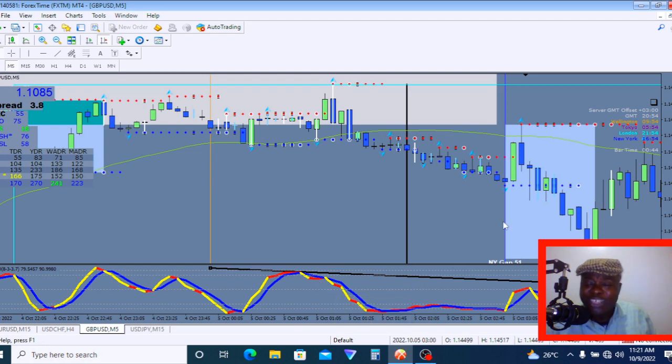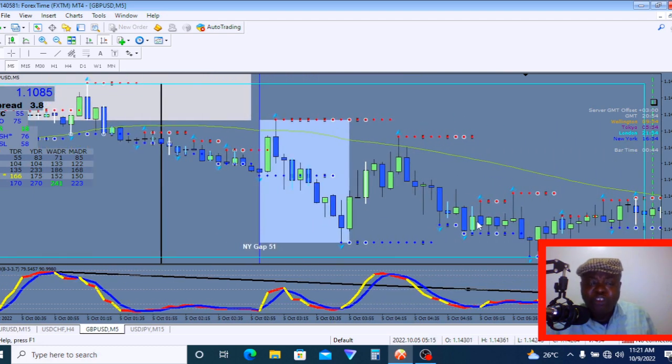Look at the reaction. Now, what I'm telling you, stochastic is going to behave. It's going to mimic the action of the price. Stochastic is going to change direction. It's possibly going to mimic the action of the prices.